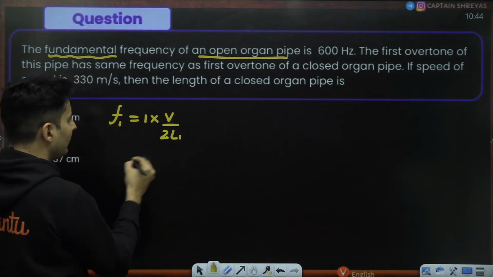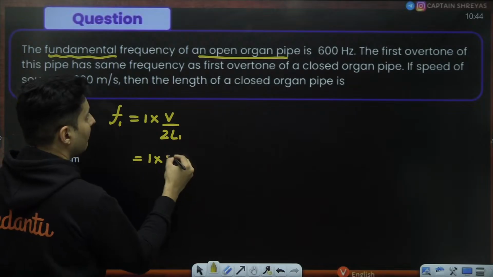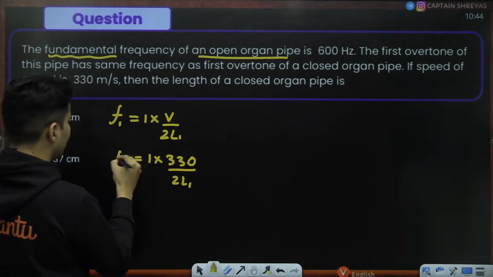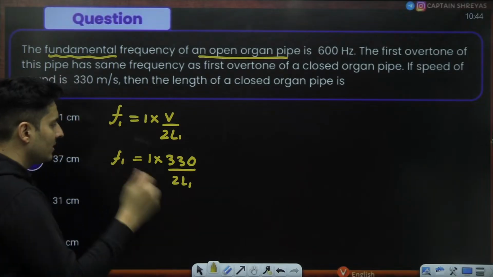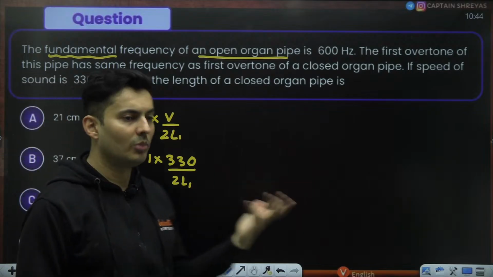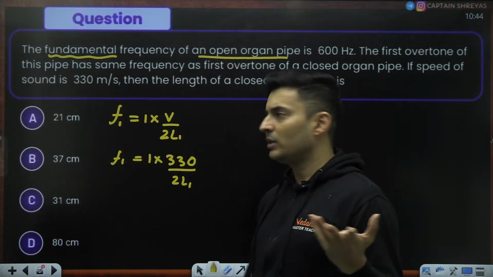L1, I'll put. Okay, so velocity is nothing but 330, the whole thing divided by 2L1, that is nothing but F1. Okay, so this is the first equation for the open pipe. When a pipe is open, it is open at both sides. Formula is nV by 2L.